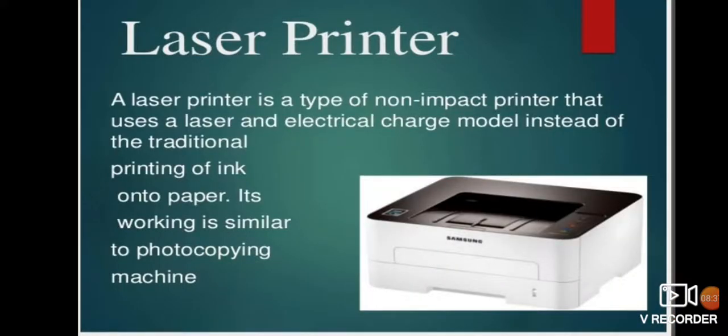First is the laser printer. They are among the most important types of printers used today. A laser printer is a type of non-impact printer that uses a laser and electric charge model instead of traditional printing of ink on paper. So in the category of laser printer, the print head does not make any impact with paper. Instead it uses a laser and electric charge model to print ink on paper. Its working is similar to a photocopying machine.